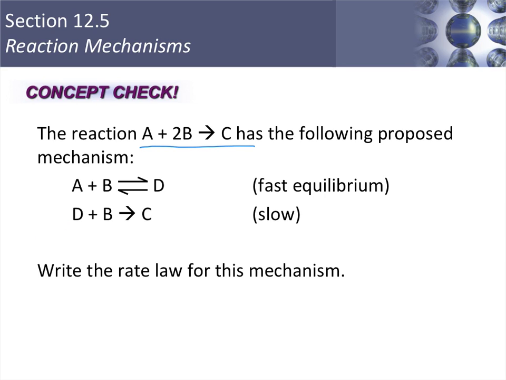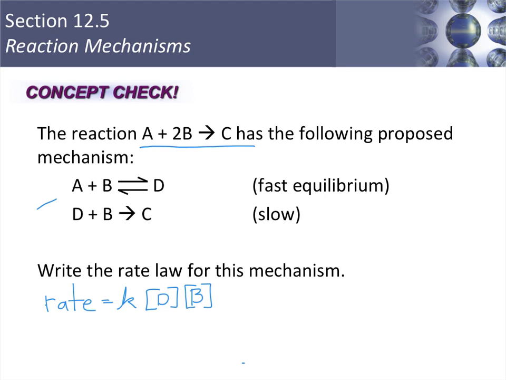So when we write this one, it's just going to be that the rate is equal to the rate constant, concentration of D, times the concentration of B. But this presents a problem because in this equation we have D, and D doesn't appear in the overall reaction. So we can't have an intermediate that appears in the rate expression or the rate law because we can't measure the concentration of an intermediate. So we do have a way of dealing with that.